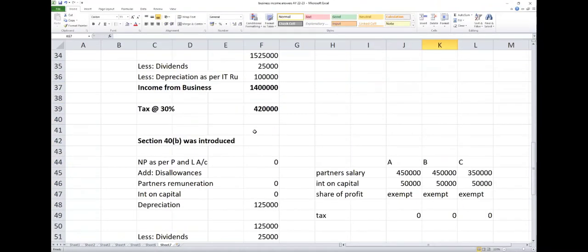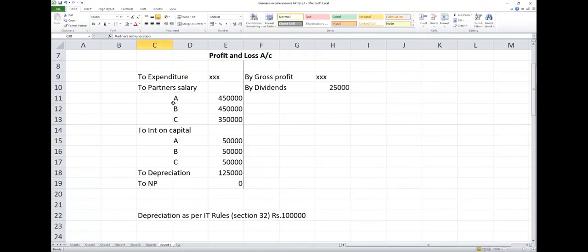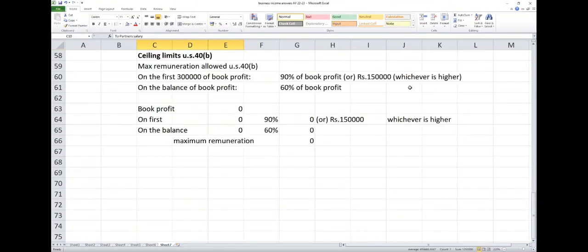See, it is like this. In profit and loss account you will debit partners remuneration. The partners remuneration debited may result in a loss. But in case of loss, you can claim deduction up to 1,50,000 maximum, not more than that. This is after considering partners. So calculate like this, students.